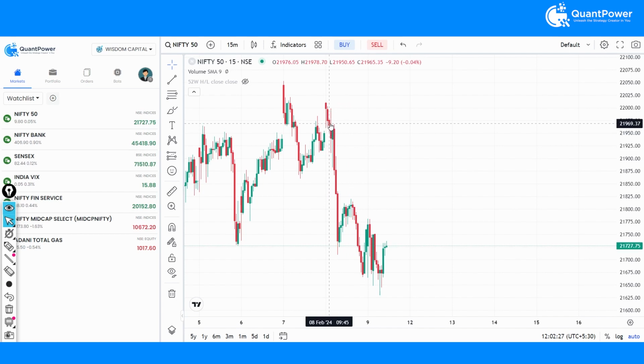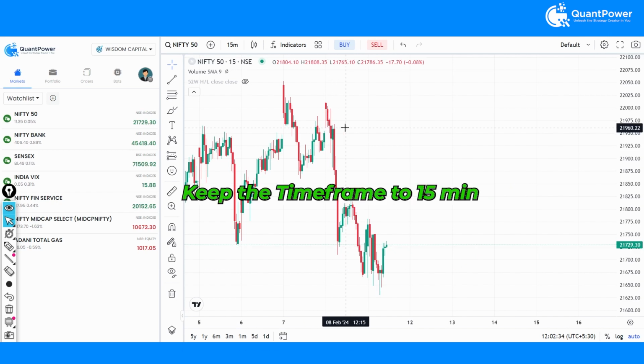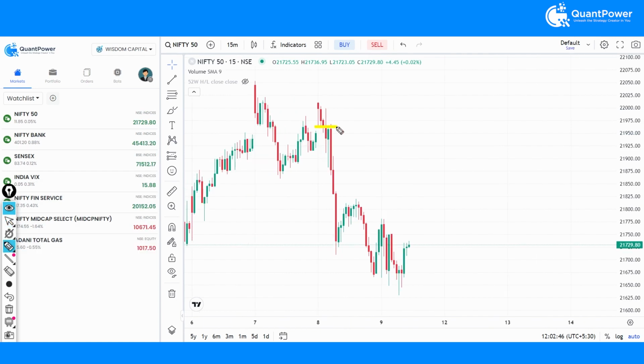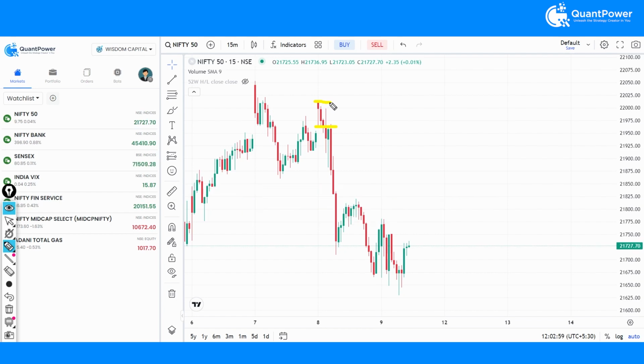So let's understand the setup now. Market should open slightly gap up. Keep the time frame to 15 minutes. Then you should carefully look at the first candle. If it is negative, then it is great, otherwise you need to wait for another candle. The day low should be broken in the first hour only. That is within 10:15 am or the first 4 candles.